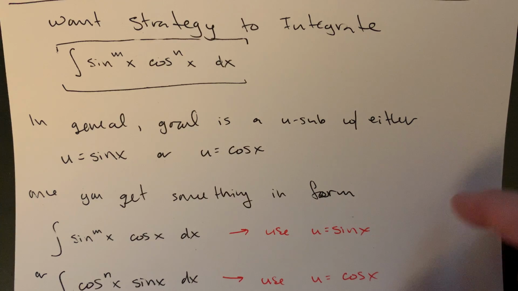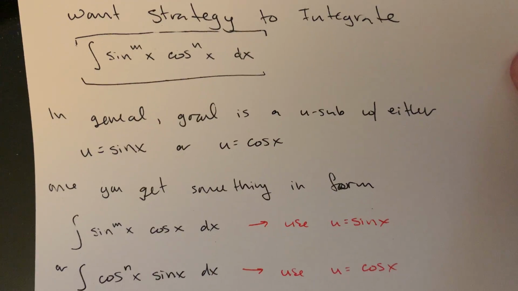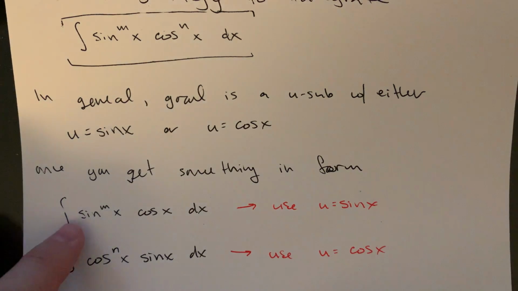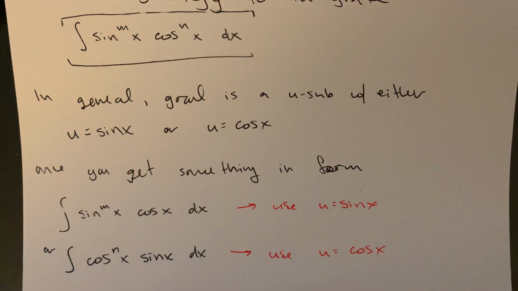So you're going to do that. Once you can get it in the form where you've got sine to the power times a single cosine, then you would use u equals sine x. Or if you have cosine to the power and then a single sine x, you would use u equal cosine x. This would work, right, because the derivative of sine x would be cosine, and the derivative of cosine would be negative sine, right? You have to deal with the negative there, but that's totally fine. The negative is not really a big deal.